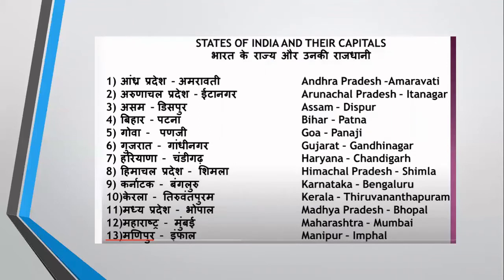We have 28 states and 9 union territories now. Okay, so Andhra Pradesh, Amravati, Arunachal Pradesh, Itanagar, Assam is Dispur, Bihar is Patna, Goa is Panaji, Gujarat is Gandhinagar, Haryana is Chandigarh, Himachal Pradesh is Shimla, Karnataka is Bangalore, Kerala is Thiruvananthapuram, Madhya Pradesh will be Bhopal, Maharashtra will be Mumbai, and Manipur will be Imphal.